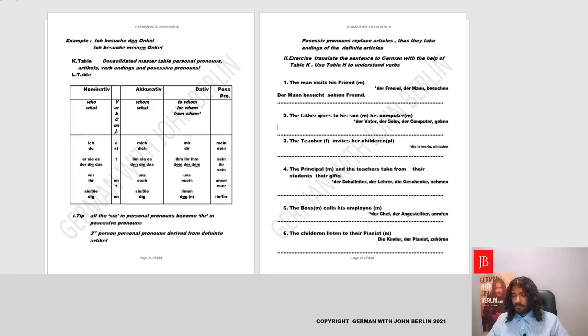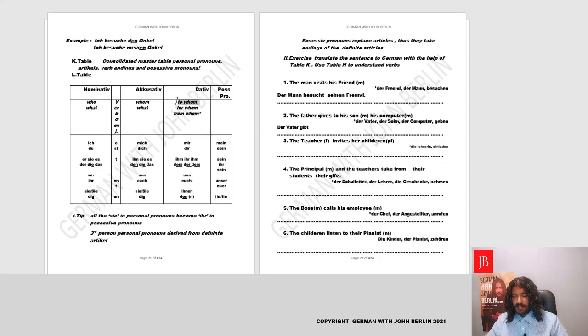Super. Let's move forward. The father gives to his son his computer. So who gives? Once again, father is masculine. We'll go to der. In Deutsch sagt man der Vater. So let's write here, der Vater. The verb is to give, in German geben. We'll conjugate it for third person. We'll remove the e and add a t. There is an e in the verb. We'll change it to i. It'll become gibt. Very good. Der Vater gibt. Then to his son.